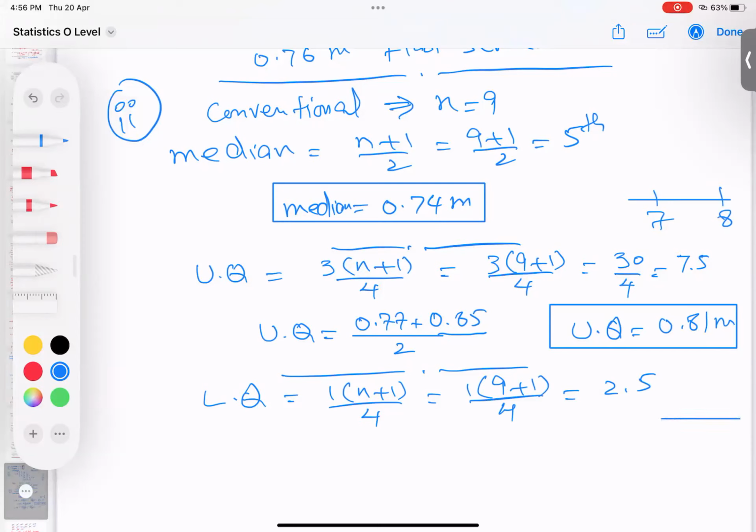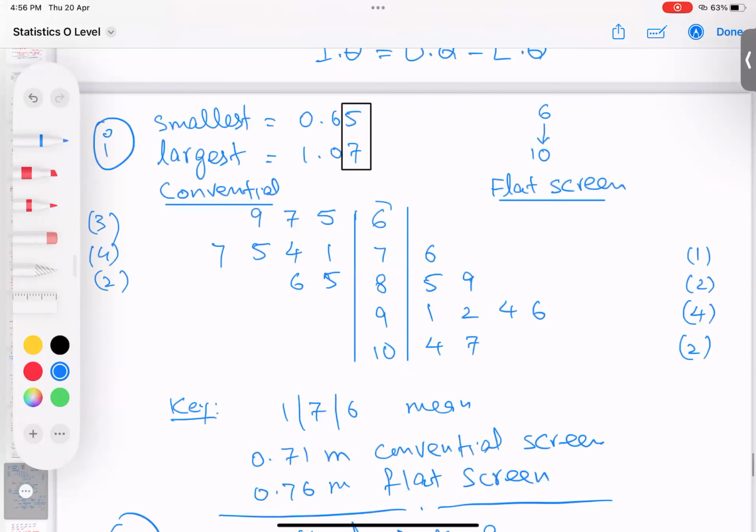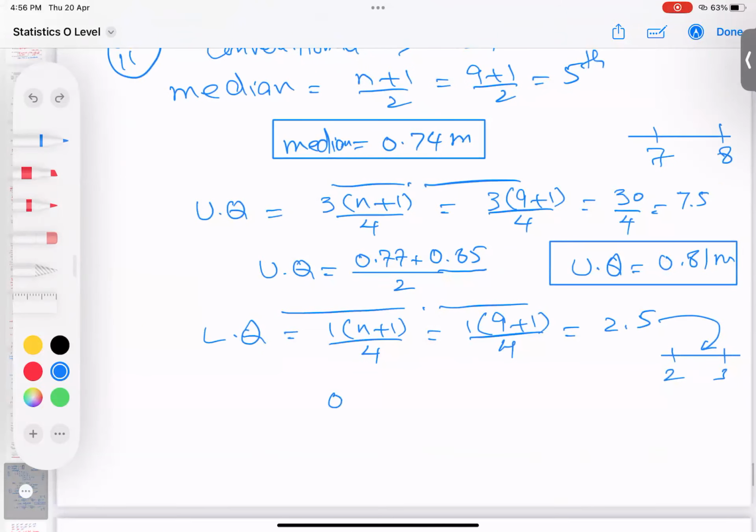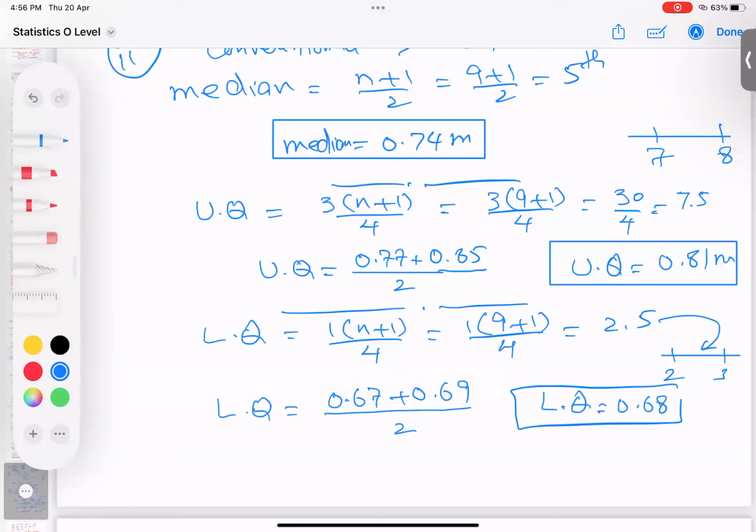It is in the middle of the second term and third term. So let's find the second term is 67 and the third is 69. And look, I'm including decimals, and so 0.68 is the answer. So the lower quartile I'm getting is 0.68 meters.